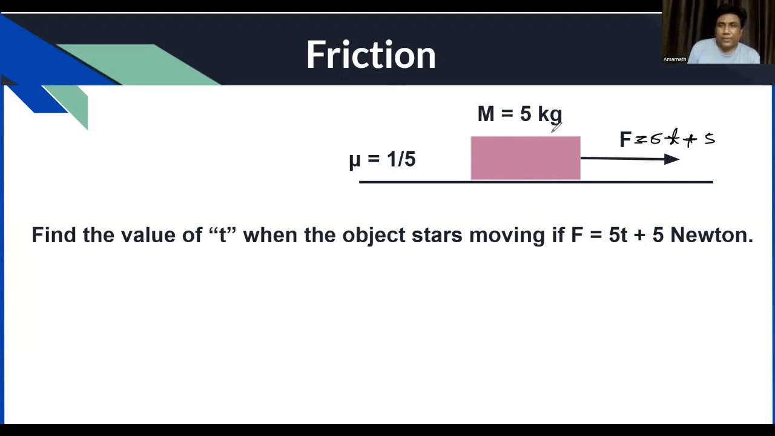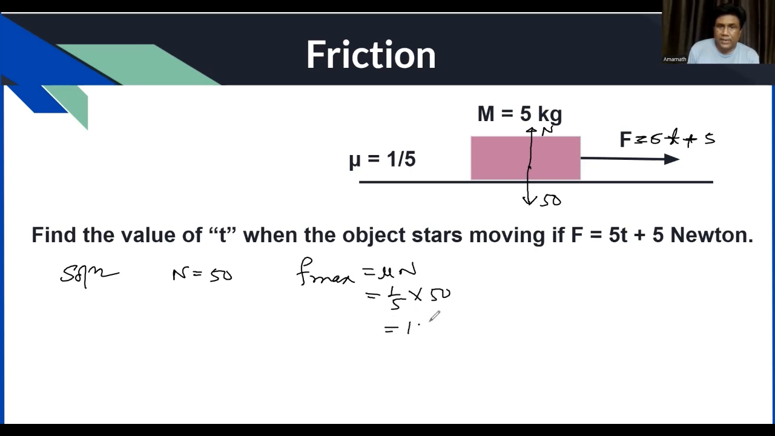If you draw the free body diagram, you can find here it is 50 and here it is N. From that I can say N equal to 50. So F max equals mu into N. F max is 1 by 5 into 50, which is 10 Newton. Unless and until this force becomes equal to 10 Newton, the object cannot move.